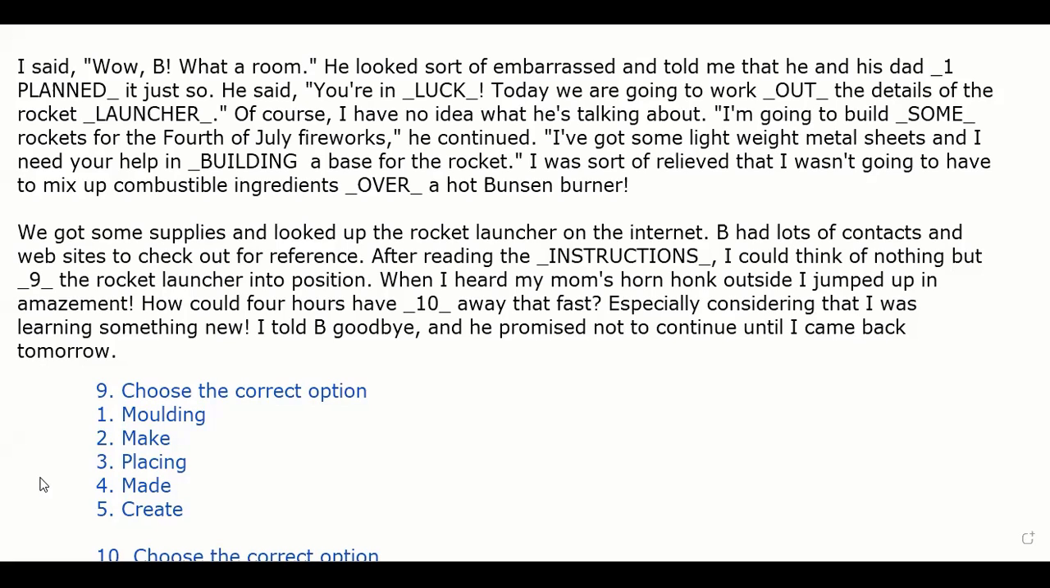We got some supplies and looked up the rocket launcher on the internet. We had lots of contacts and websites to check out for reference. After reading the instructions, I could think of nothing but placing the rocket launcher into position. See, they are not yet completed. Read the next thing they're saying, the last sentence. How could 4 hours have gone away this fast? I was learning something new. I told him goodbye, and he promised not to continue until me.